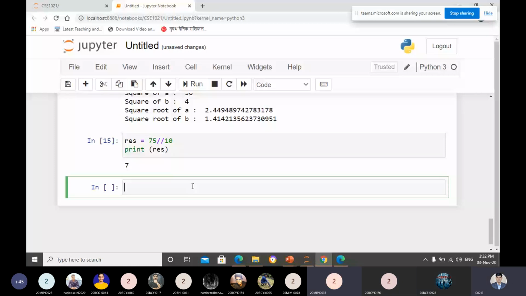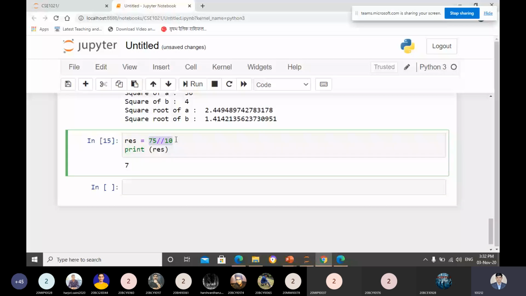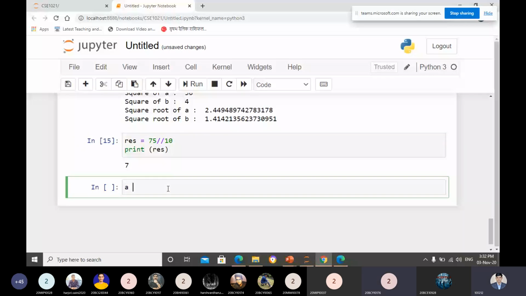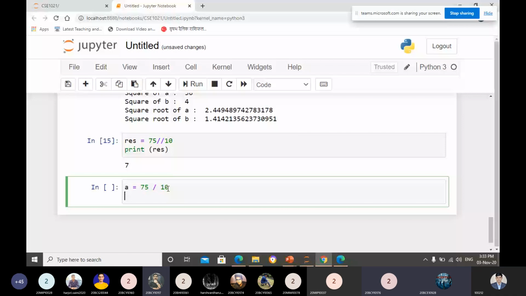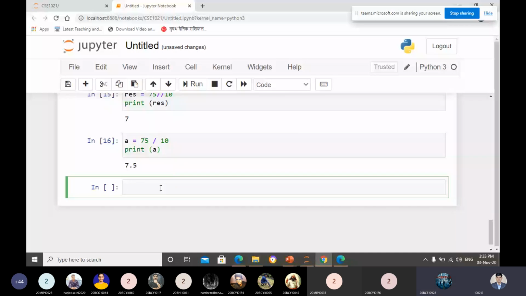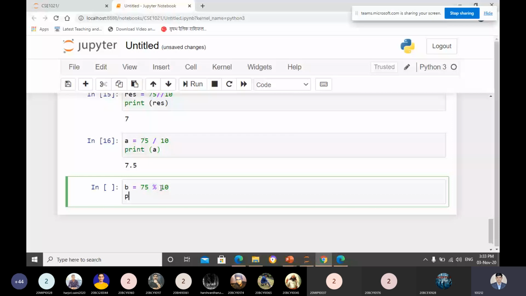Now listen, let me explain one by one. Here we have the first value. If I'm doing 75 divided by 10, what would be the answer? 7.5. Okay, let us see this answer, 7.5. Now is it clear to all? Yes, sir. Okay. Now, if I'm doing 75 modulo 10 and printing this value, tell me what is the output? 5. Okay, is it correct?